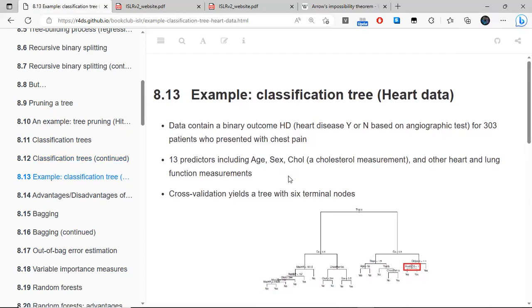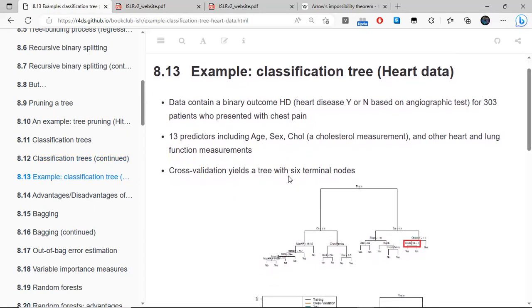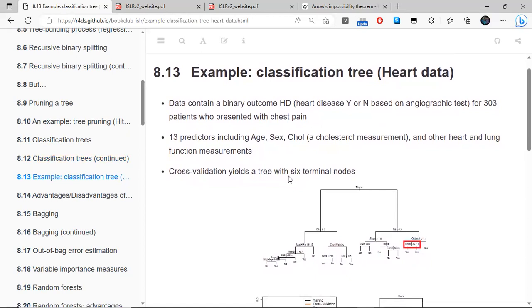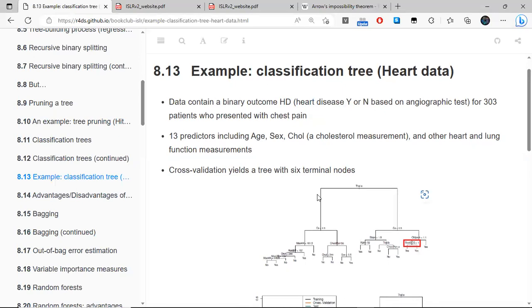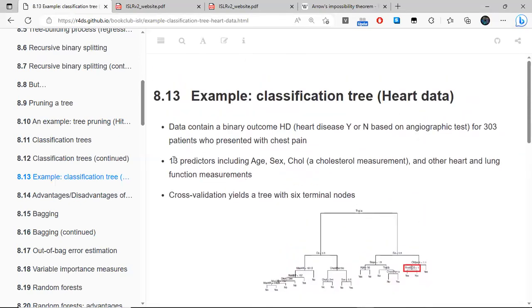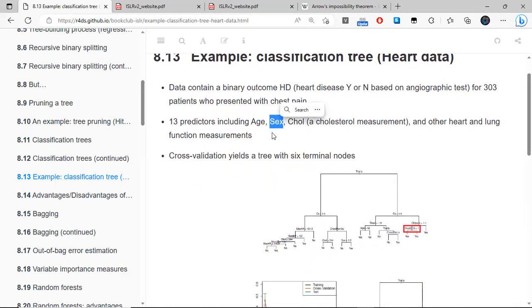So let's see an example. What do we want to predict? If the patient has heart disease or not. The predictors we want to consider are not only numerical ones, such as this measurement of cholesterol, but for decision trees, that is regression or classification trees, we can also consider both numerical and categorical variables as predictors, as we can see over here for sex.